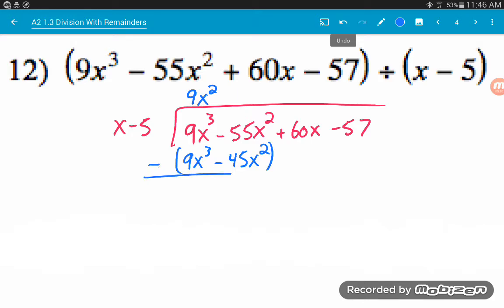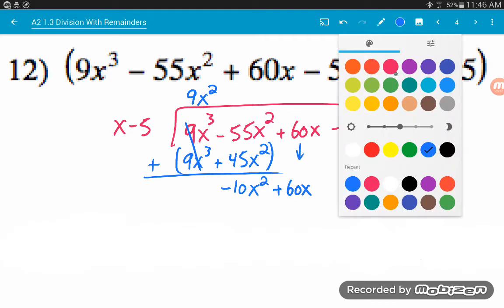Parentheses and subtract. Those will cancel out. Negative 55 minus negative 45. So minus a negative is the same as adding a positive. Double negative makes a positive. Negative 55 plus 45 is going to be negative 10x squared. And then I'll bring down the plus 60x.